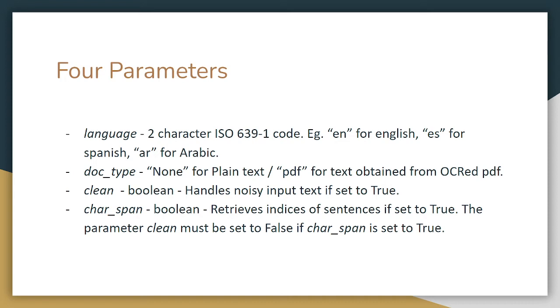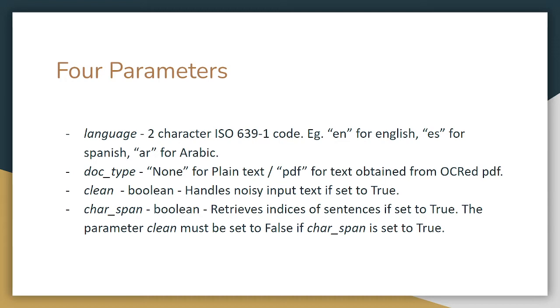The doc type parameter is set to none if you're using plain text, or in the case of text which has been scanned from PDFs using an OCR. The scanned text would typically include characters like \n, \t, \s, these tags. So if you specify the doc type as PDF, PySBD does take these tags into account and will not consider them as an obstacle for sentence boundaries.